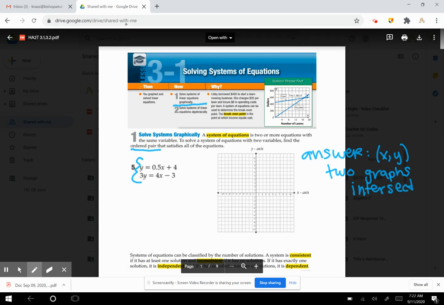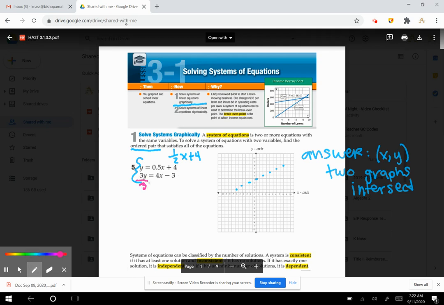So let's first start with this first one. Y equals 0.5x plus 4. Really, that means 1/2 x plus 4. Okay, so you go to 4, graph it, up 1 over 2, up 1 over 2, and then down 1 over 2. Today is going to be really important to use graph paper.